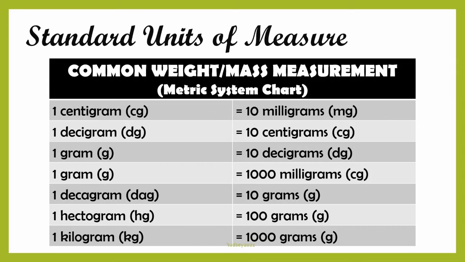Common weight or mass measurement. 1 centigram is equal to 10 milligrams. 1 decigram is equal to 10 centigrams. 1 gram is equal to 10 decigrams or 1,000 milligrams. 1 decagram is equal to 10 grams. 1 hectogram is equal to 100 grams. And 1 kilogram is equal to 1,000 grams.